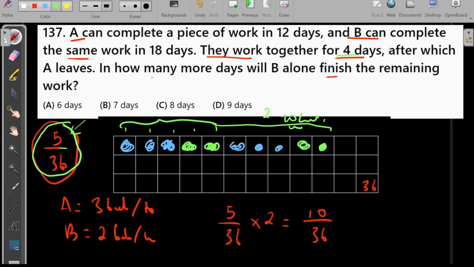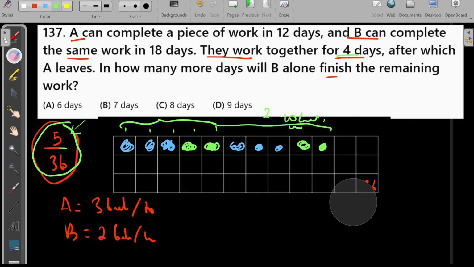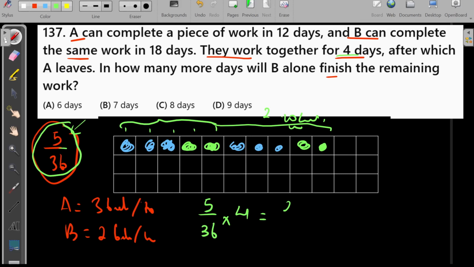But the question asked it in 4 days, not 2 days. Let's do that. So 5 over 36 times 4. Now 5 times 4 would be 20 blocks out of 36 blocks. So A and B working together for 4 days, they would have completed 20 blocks out of 36. So let's mark it down. 11, 12, 13, 14, 15, 16, 17, 18, 19, 20. So 20 blocks of work done in 4 days.